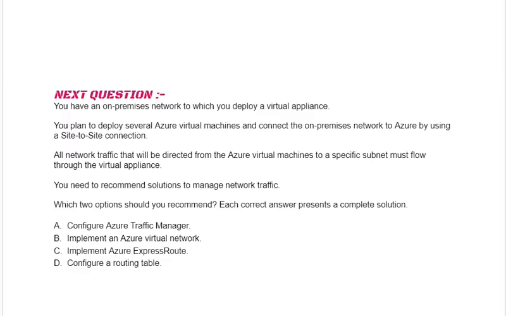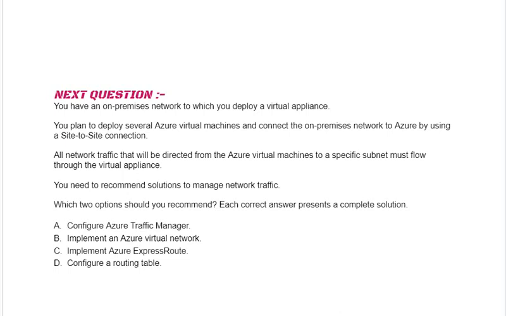Next question is, you have an on-premises network to which you deploy a virtual appliance. You plan to deploy several Azure virtual machines and connect the on-premises network to Azure by using a site-to-site connection. All network traffic that will be directed from the Azure virtual machines to a specific subnet must flow through the virtual appliance. You need to recommend solutions to manage network traffic. Which two options should you recommend? Each correct answer presents a complete solution.